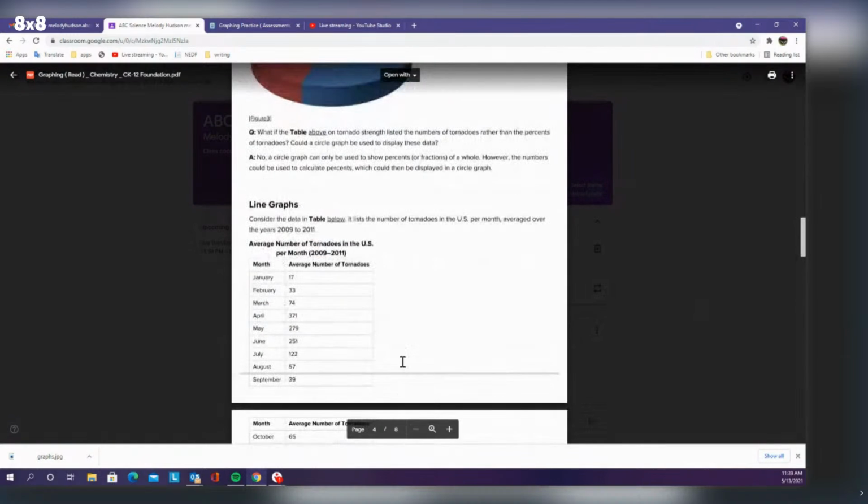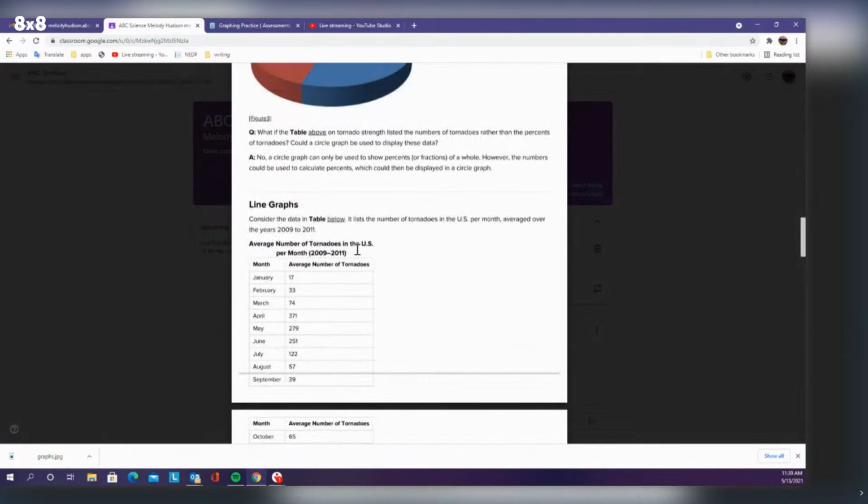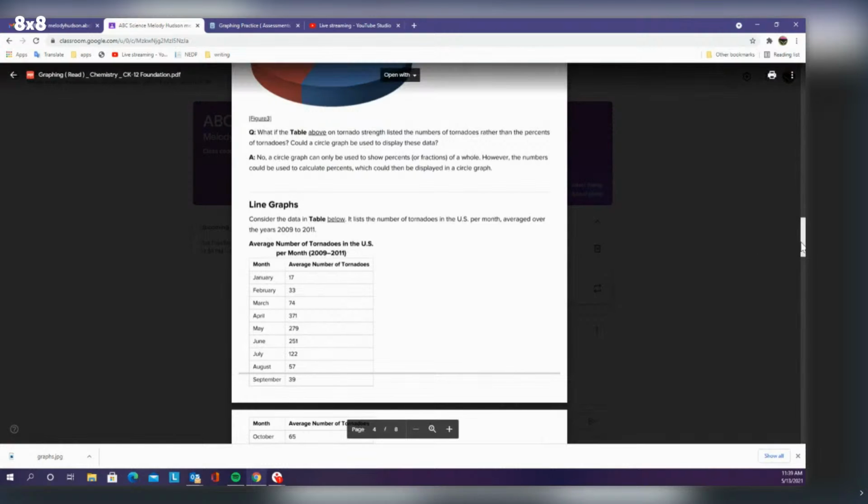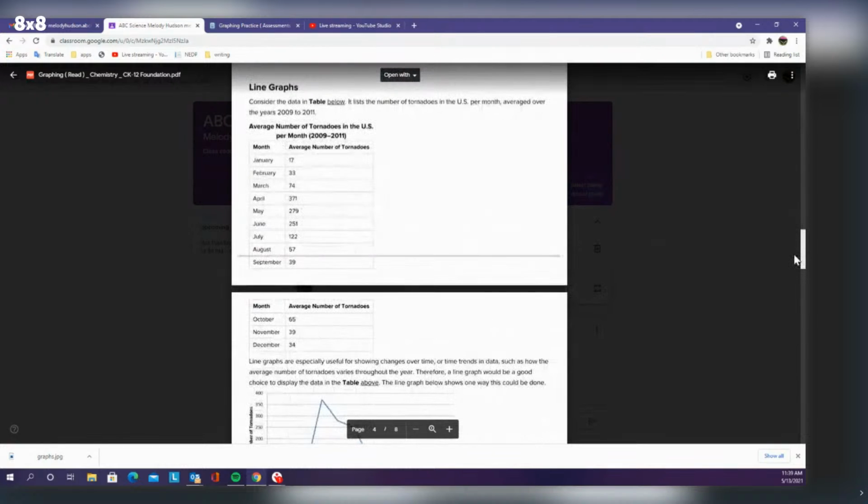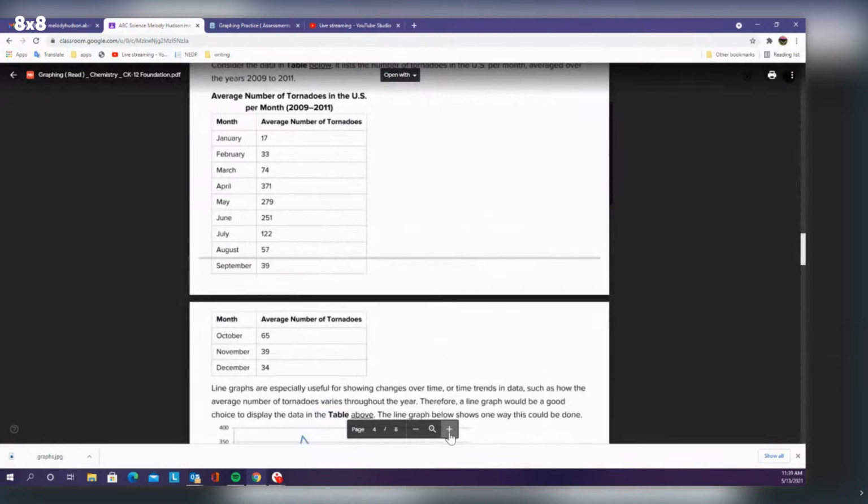Let's take a look at the line graph. This is showing the number of tornadoes in the United States per month, averaged over the years 2009 to 2011. That's the title of our graph. If you notice in this column, we have the months during tornado season, January through September, and then we have the average number of tornadoes. Oh, I'm sorry, we do have the whole year. It's just cut off. Let's put that a little more in focus. There we go.